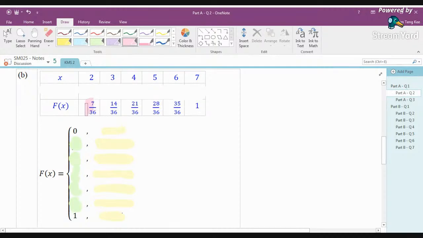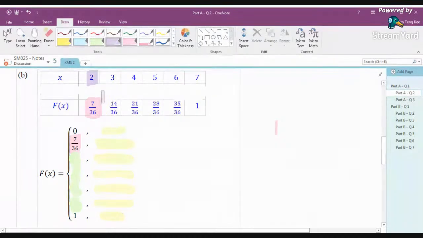Refer to this one. 7/36. So therefore, the second value I have is 7/36. And what is the corresponding interval for 7/36? Guys and girls, pay attention here. In the table, you see 7/36 is under 2. And by the time it reaches the next value, 3, it will change to another capital F.